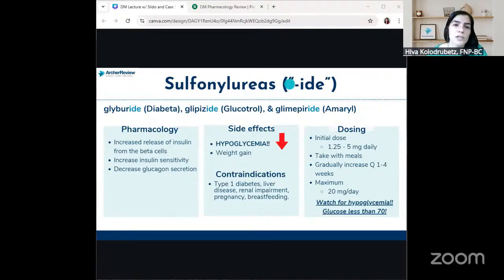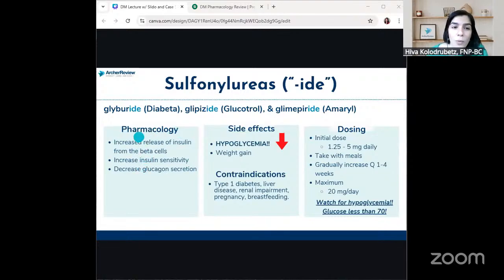So your sulfonylureas, these are the medications when we're looking at generic that end in the suffix "ide." So you have your glyburide, your glipizide, your glimepiride. And the pharmacology here, so this is our oldest and cheapest class of medication. It's falling out of favor, but in some patient populations, this is all that we have due to insurance issues or financial issues because they are still the cheapest out there.